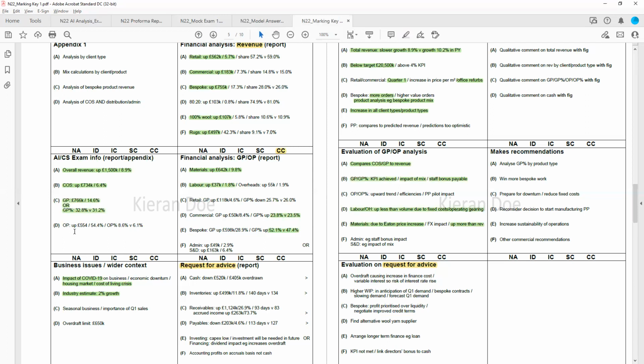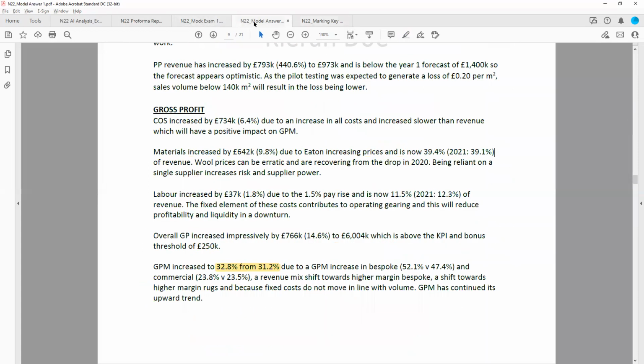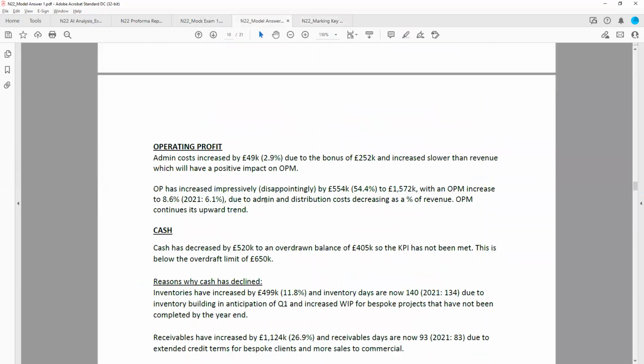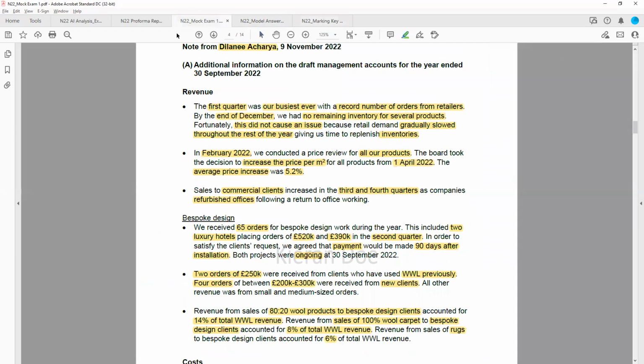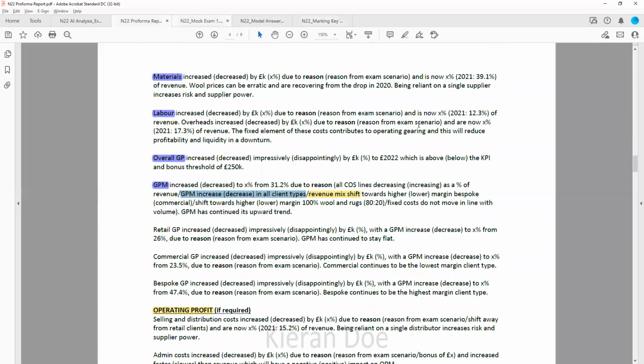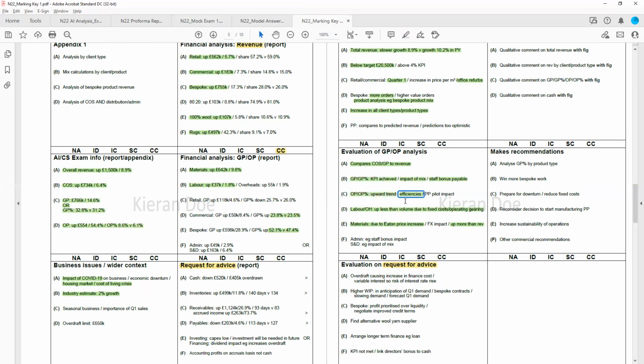And then we've done operating profit, number and margin. And we mentioned it is on an upward trend, and also the efficiencies, because it doesn't have to be word for word. And we mentioned in here that, I think due to admin and distribution decreasing as a percentage of revenue, he's kind of saying efficiencies. I think they'd give that mark there, but even still, we've got the upward trend point.